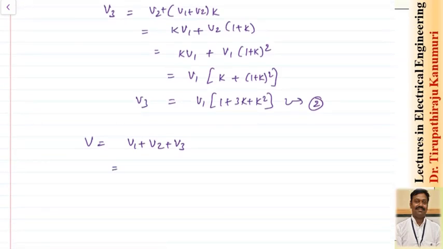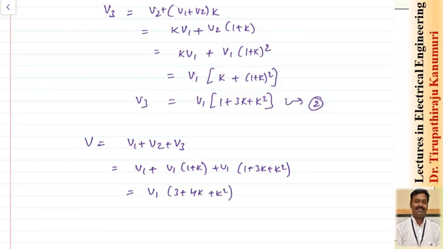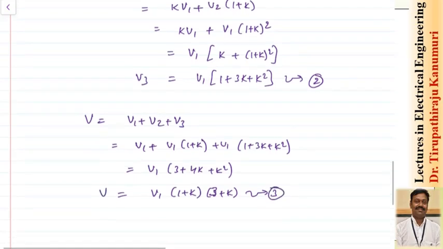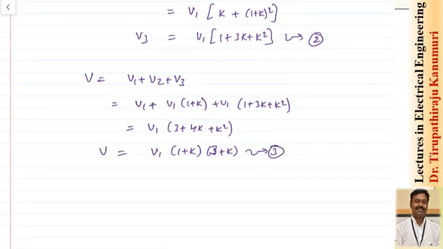So now let us proceed further. This will be V1 plus V1 into 1 plus K plus V1 into 1 plus 3K plus K square. This is what we get. So this I can write as V1 into 3 plus 4K plus K square, or this I can write as V1 into 1 plus K multiplied by 3 plus K. This is what we get. Let us take it as equation number 3. This is the total voltage. So from equations number 1, 2 and 3, I can tell that the ratio can be equated.